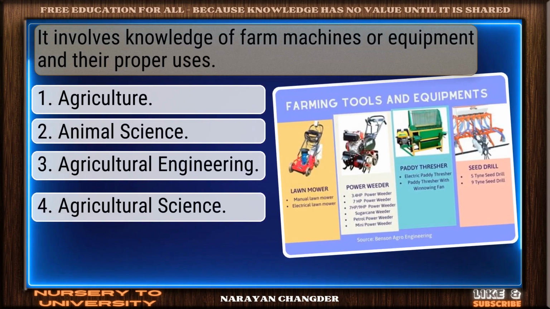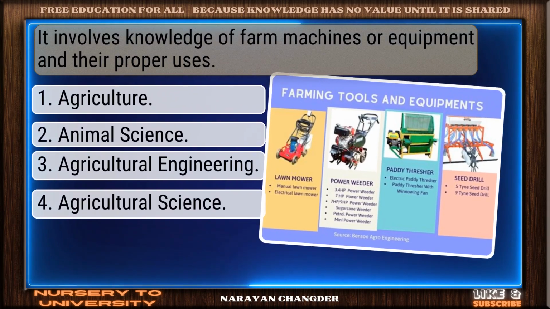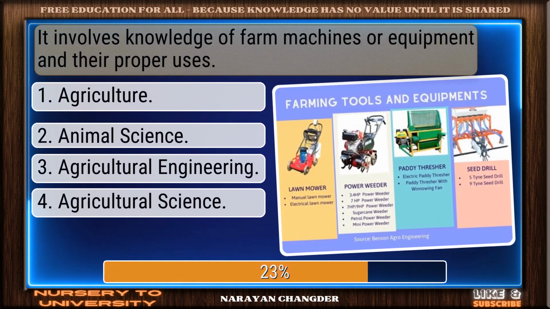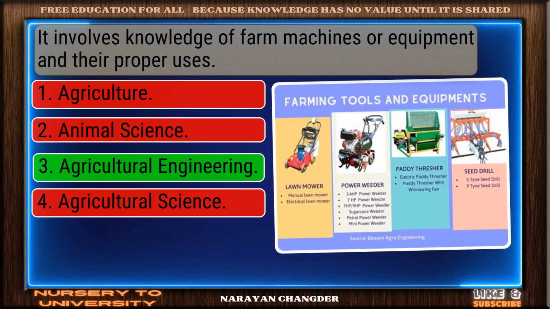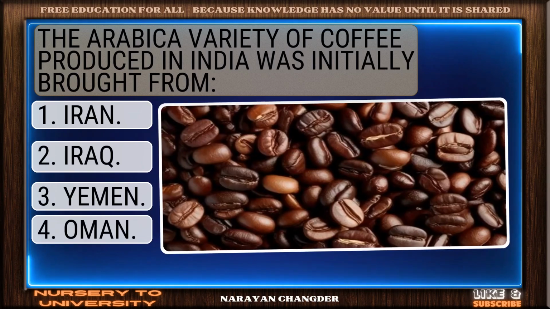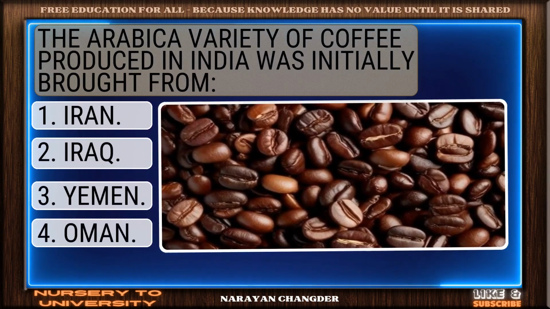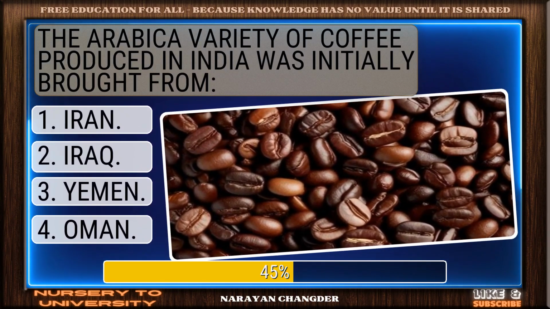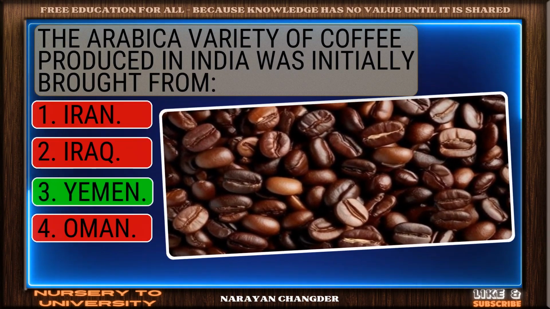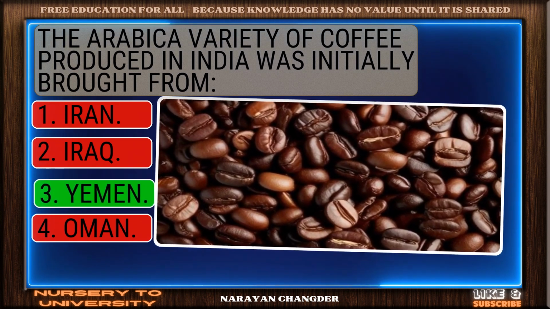It involves knowledge of farm machines or equipment and their proper uses. Well picked. Agricultural engineering is correct. The Arabica variety of coffee produced in India was initially brought from. You're right. Yemen is correct.